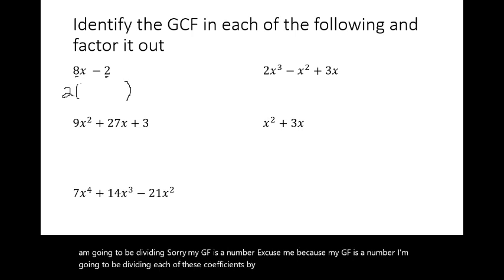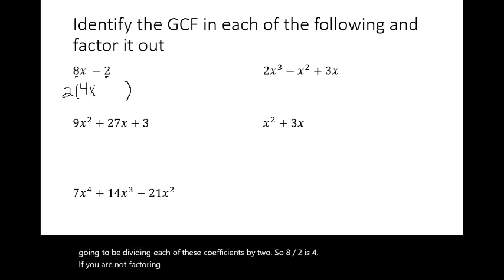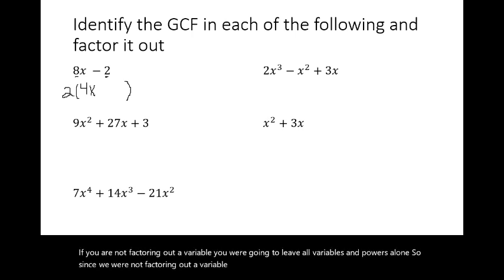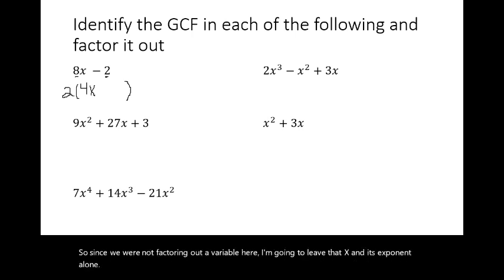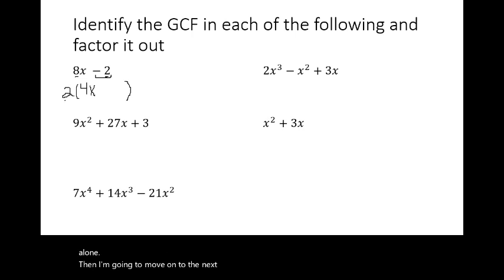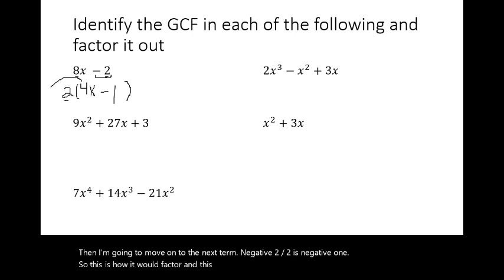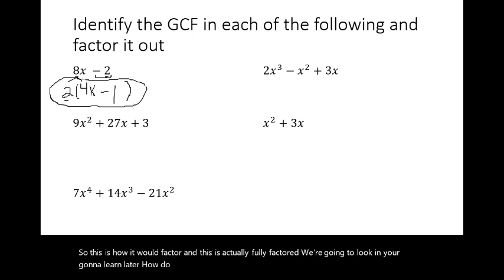So 8 divided by 2 is 4. Now, if you are not factoring out a variable, you are going to leave all variables and powers alone. So since we were not factoring out a variable here, I'm going to leave that x and its exponent alone. Then I'm going to move on to the next term. Negative 2 divided by 2 is negative 1. So this is how it would factor, and this is actually fully factored. You're going to learn later how to identify when something is fully factored. I'm just telling you right now, this is fully factored.